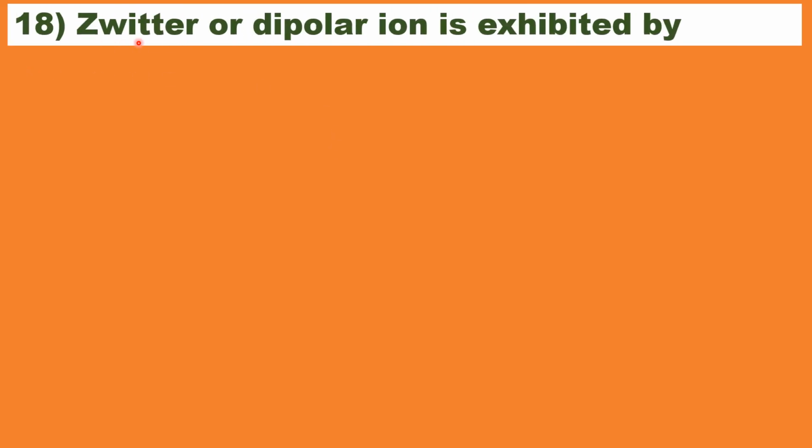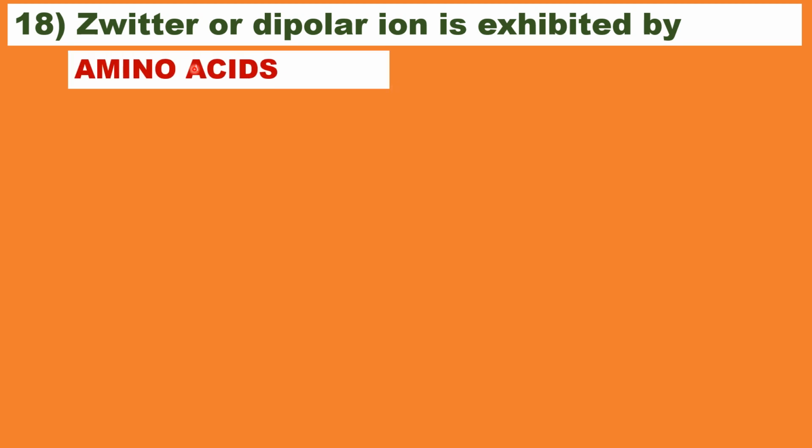Let us see the next question, an important question. Zwitter or dipolar ion is exhibited by amino acids. Amino acids in the same molecule have both positive ion and negative ion, because they have two functional groups.